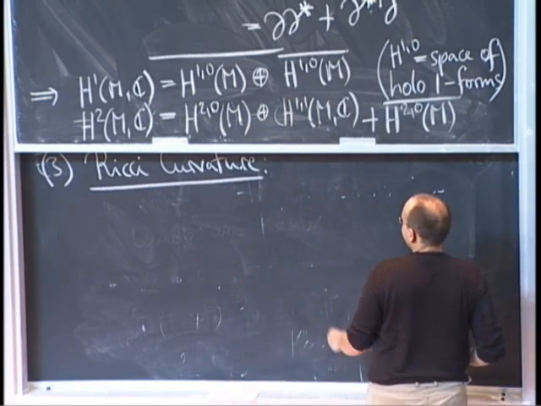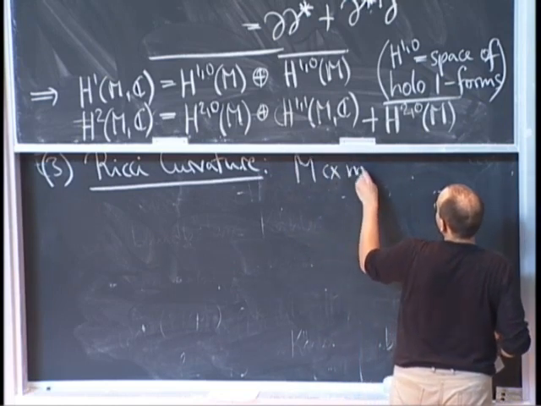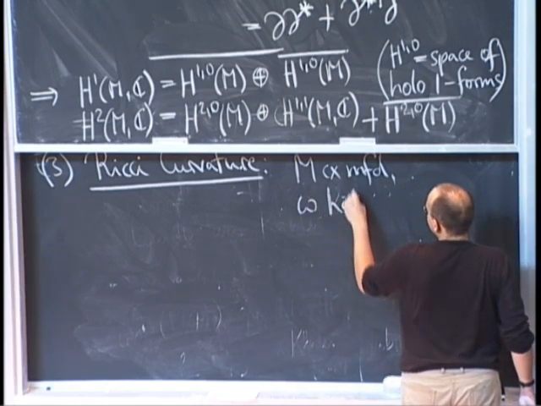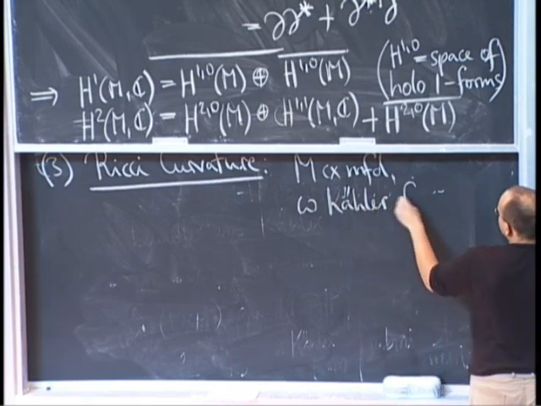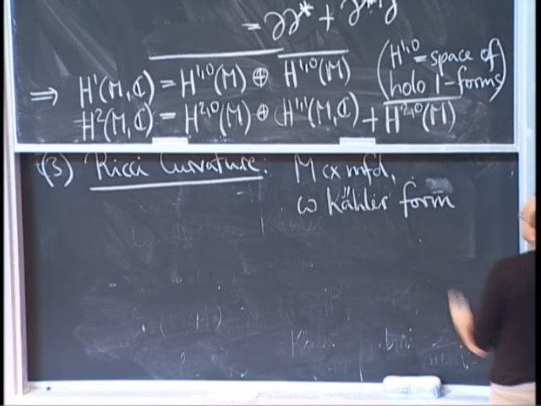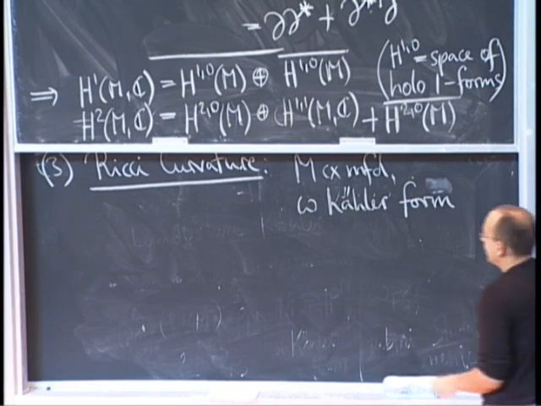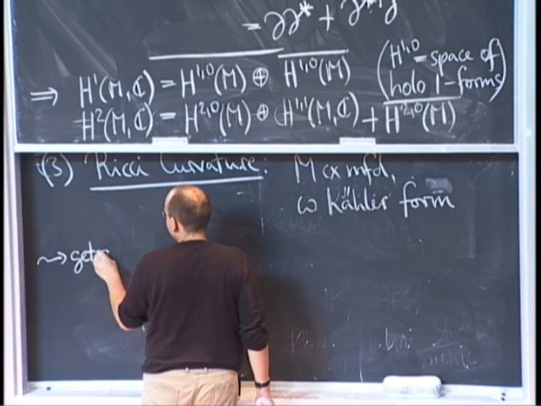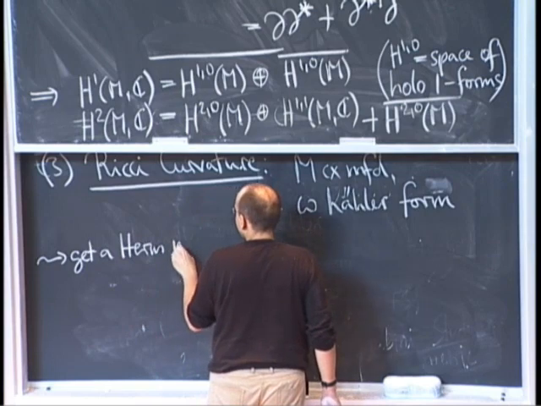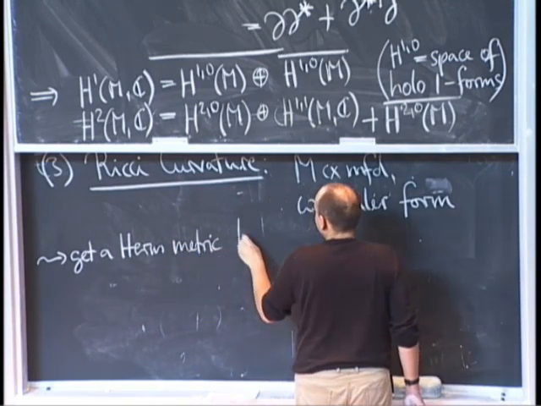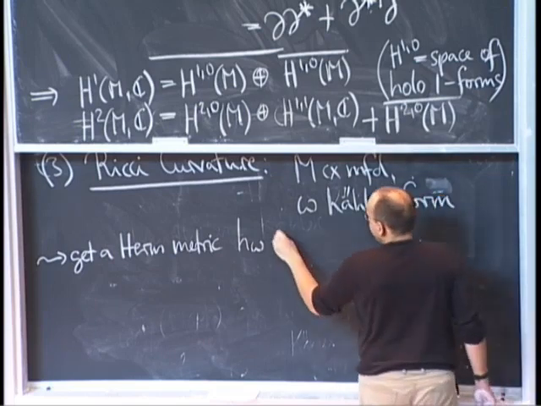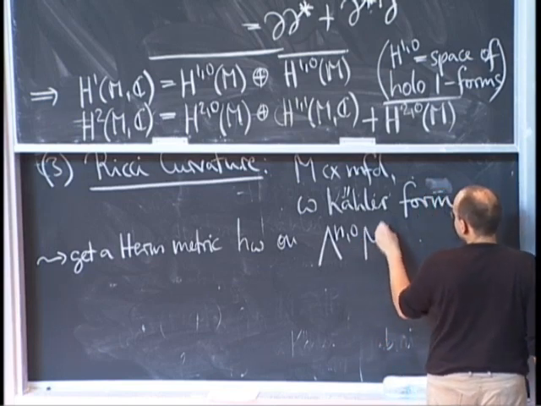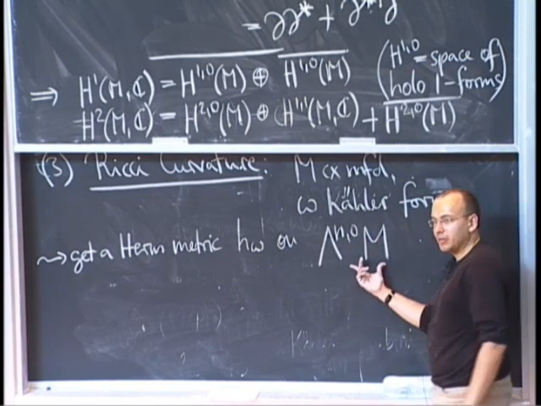So if M is a complex manifold, omega is a Kähler form, then I can make the following construction. So I get a Hermitian metric that I'm going to call h_omega on the bundle of (n,0)-forms. So that's what's usually called the canonical bundle of the manifold.